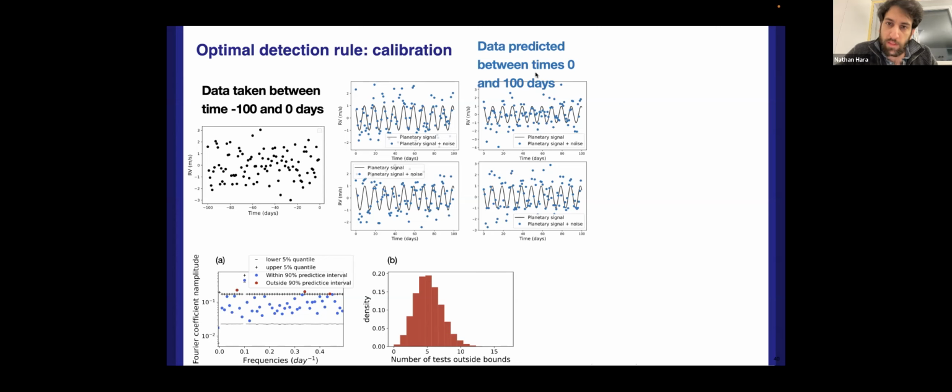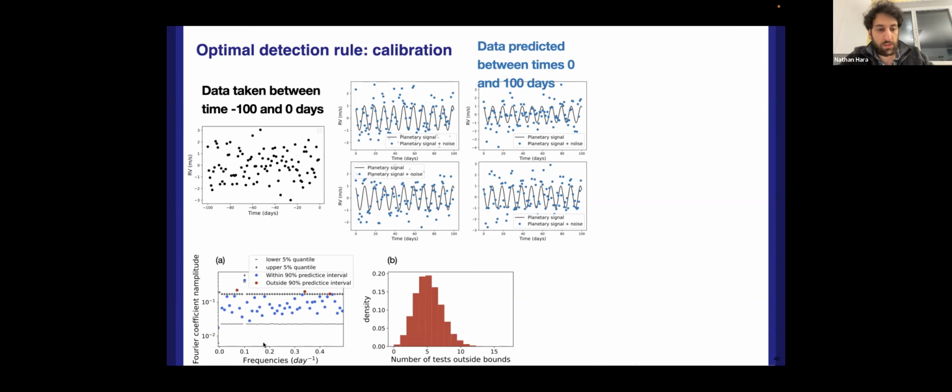And for each of these samples, I'm going to compute the Fourier transform. And here, since it's evenly sampled, I'm going to use the FFT, and I'm going to report the coefficient amplitude of the FFT. And so as I generated millions of these expected data, I will have some confidence intervals. I know that the coefficient should be roughly here in 90% of the cases. So now I can count how many coefficients for a particular simulation fall out of this 90% predictive interval. And I can have a statistical distribution.